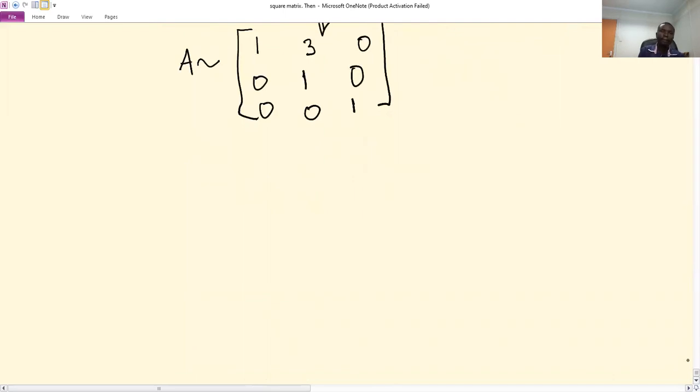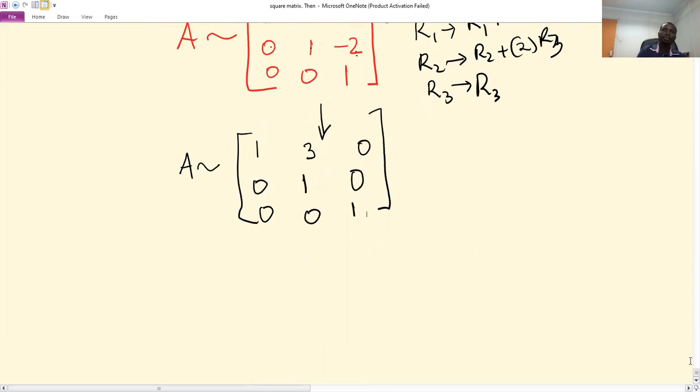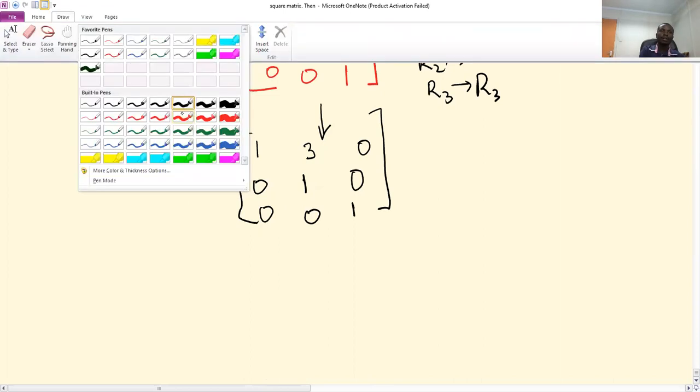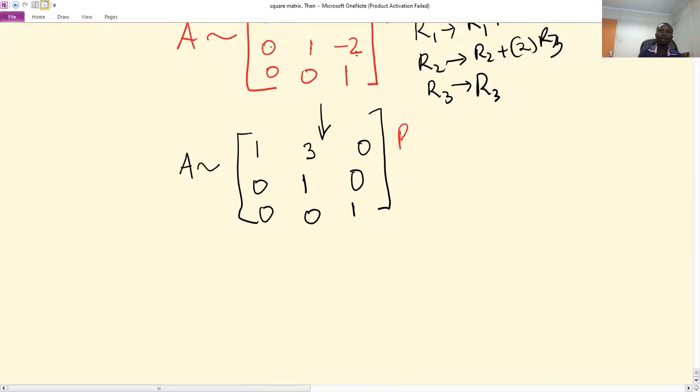Now, the next step is to ensure that this position is 0. So I say row 1 to be row 1 plus minus 3 row 2, because I've already used row 3. Row 2, I keep it row 2. Row 3, I keep it row 3.